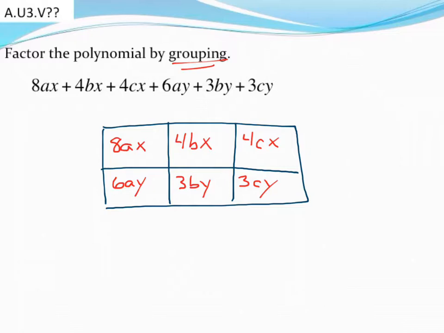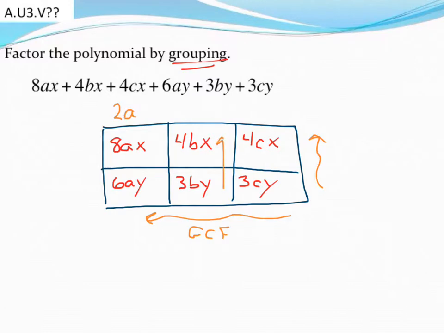Once all your terms are in the box, just like we did for the smaller grouping problems, I'm going to look up and down the columns, and across the rows, for a greatest common factor. And if I can find that, what's left over outside the box is going to be my factored expression. So for example, taking a look up this column right here, 8ax and 6ay, I can take a 2a out of both of those terms. So I'll write that on top of the box.